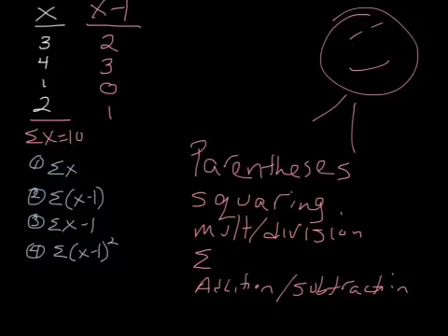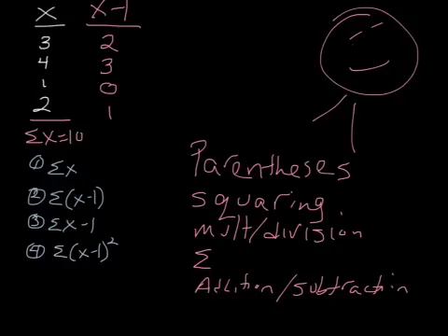Okay, next we're asked to find this. And we start the same way. Is there anything in parentheses to do? No, there isn't. Is there any squaring? No, there's not. What about multiplication or division? There isn't. What about summation? Yes, we do have a sigma, a summation symbol. It's right here. We look to see what is immediately next to the sigma, and it's an x.